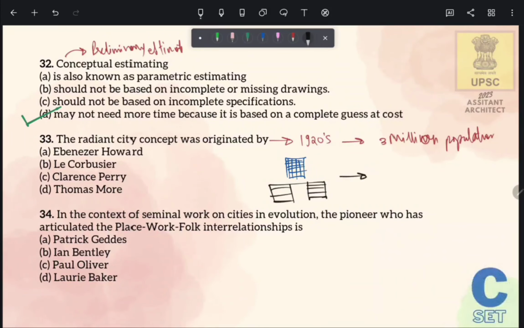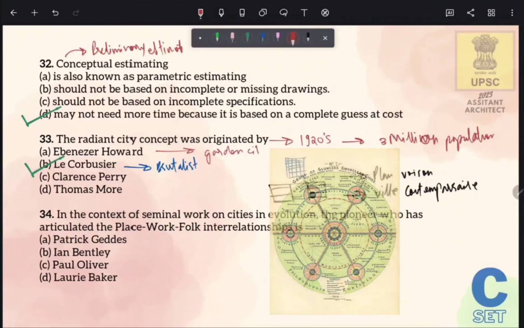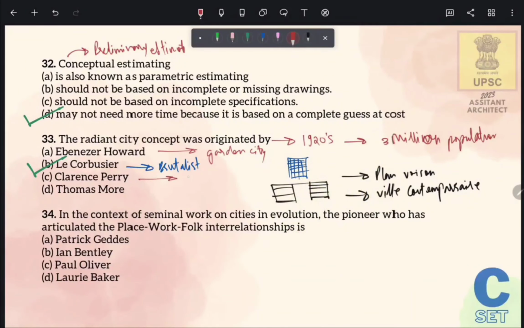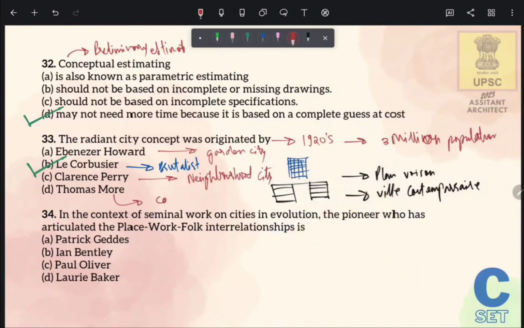Some other concepts of Le Corbusier are Plan Voisin and Ville Contemporaine, and he was famous for his brutalist style of buildings. So Le Corbusier is the correct answer to this question. Let's see the other options. Ebenezer Howard designed the Garden City. Clarence Perry gave the concept of the neighborhood unit, and Thomas More coined the term utopia.